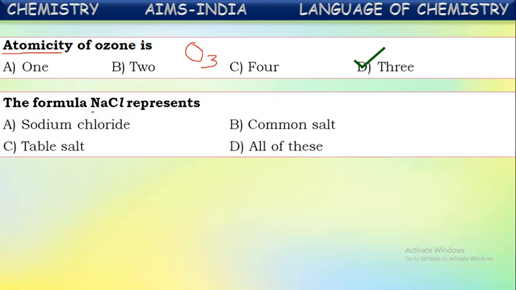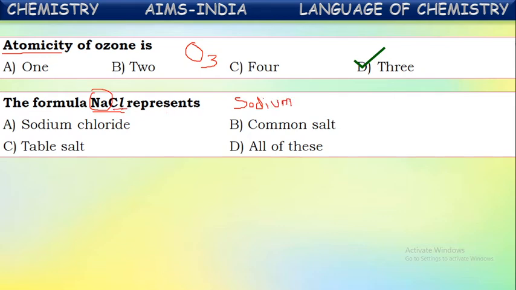The formula NaCl represents sodium chloride. How do we say? This comes under first type binary compound. It means the compound which contains one metal ion and a non-metal ion. So these are called type 1 binary compounds. While naming the binary compounds like this, first we write the name of the cation. What is the cation here? Na plus. It is representing sodium. So sodium is to be written first.